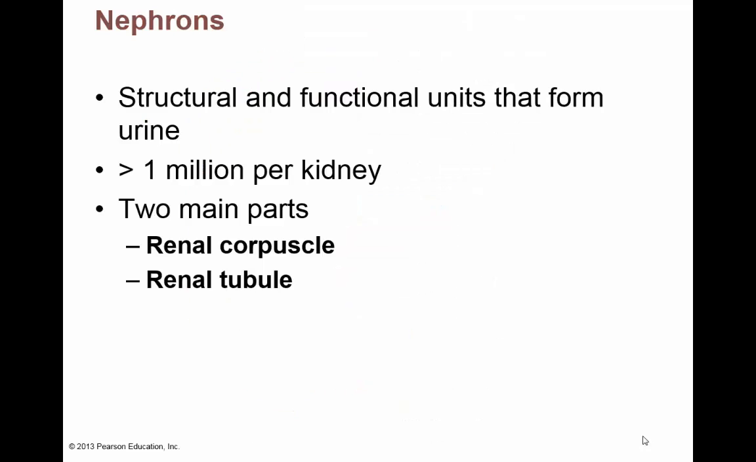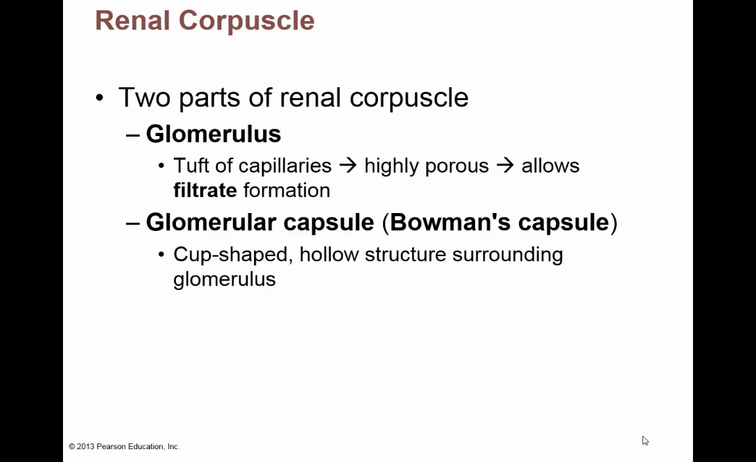The nephrons are the things that are actually going to make the urine. You have over 1 million of them in each kidney. Two main parts of the nephron: the renal corpuscle and the renal tubule. The renal corpuscle has two main parts, and one is the glomerulus. This is where you've got all the blood capillaries, highly porous. Now you'll see one of the words, they didn't leave the whiteboard marker.